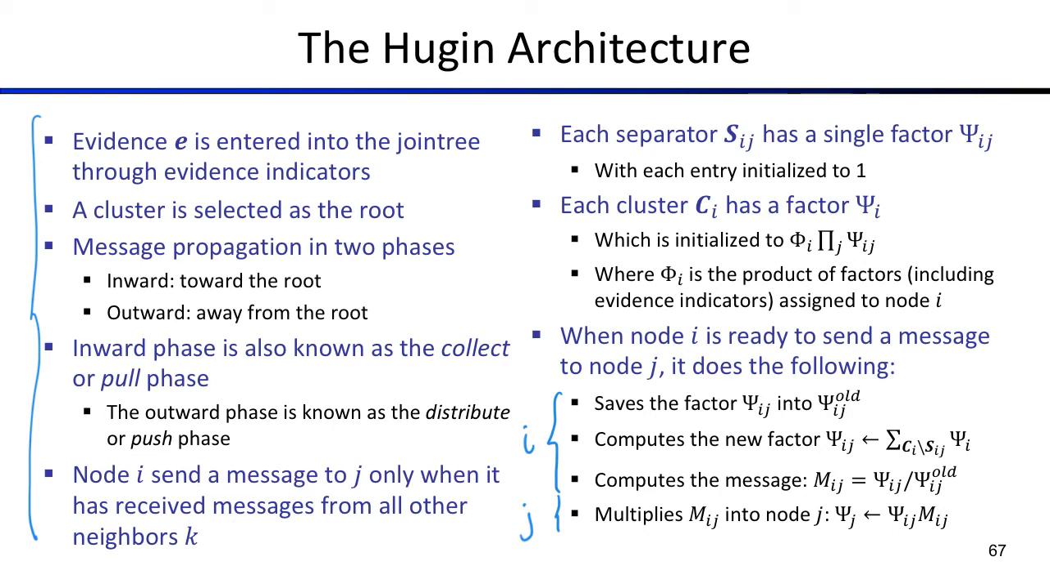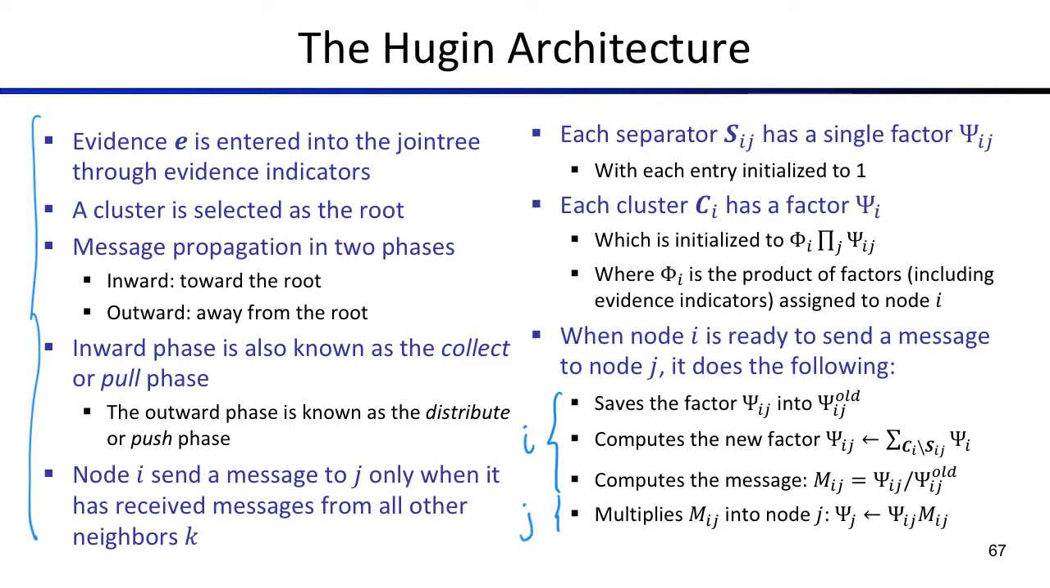So it computes the message. So we see that the psi ij is not a message actually. The message is computed from the psi ij, and the message from i to j is going to be the psi ij divided by the psi ij old. Okay, that's interesting, but not totally trivial.